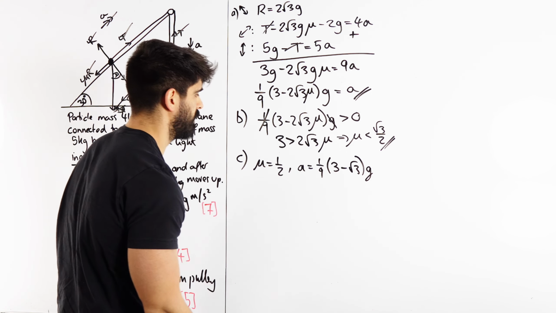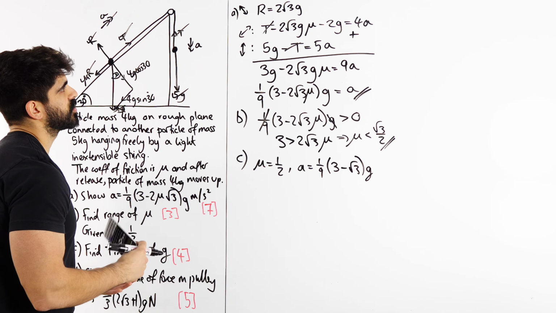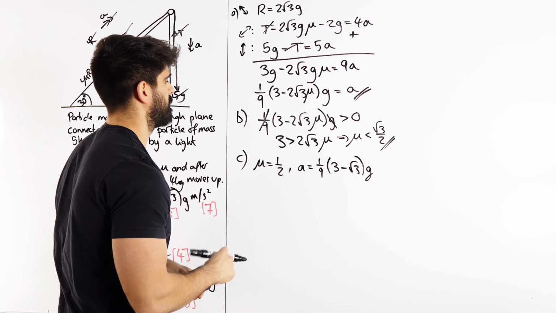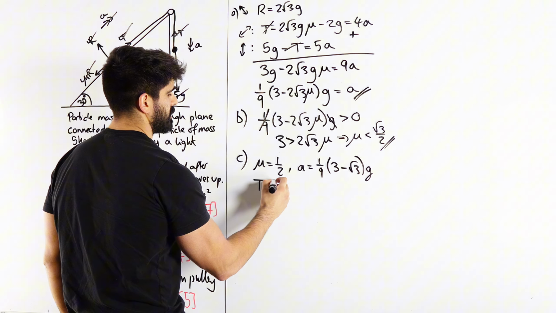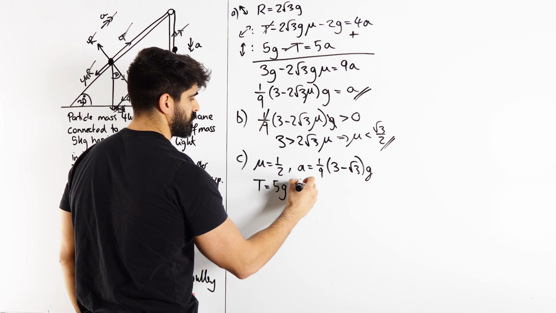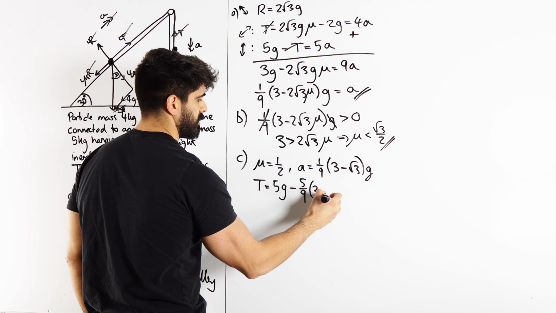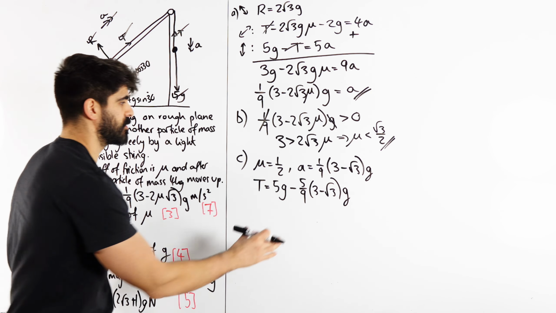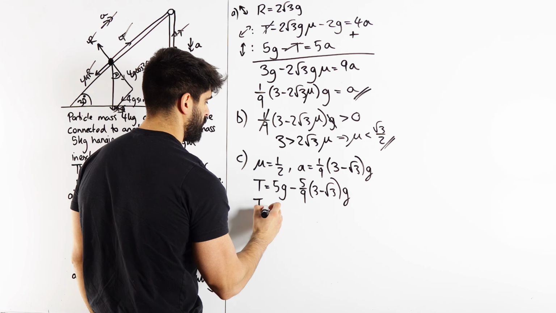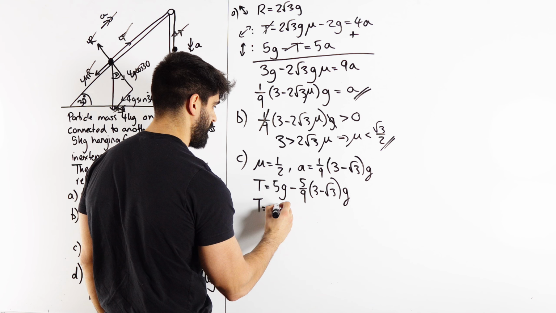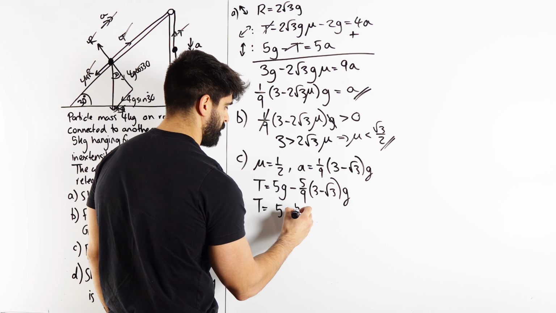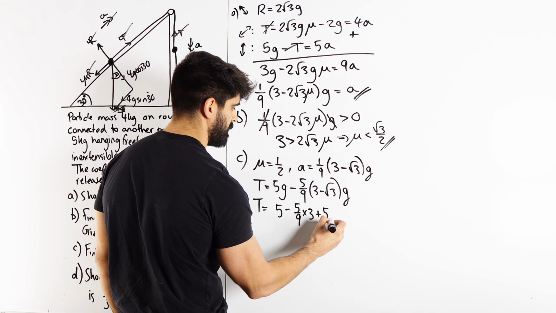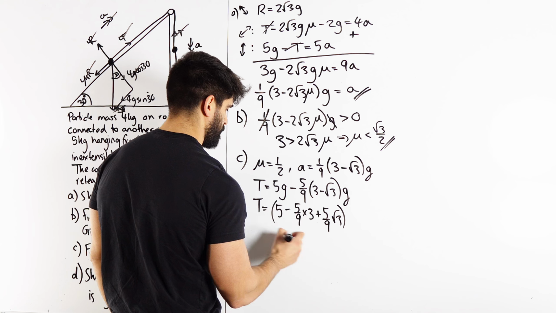Right? And then we just need to plug into one of these. I think this one is the easier one, right? So T is going to be 5g minus 5a. So T is 5g minus 5 lots of this, which would be 5/9 (3 minus root 3) g. Now the way they want it in terms of g, so all we could do is factorize out g and then deal with the inner bit. So we have g times (5 minus 5/9 times 3 plus 5/9 root 3).